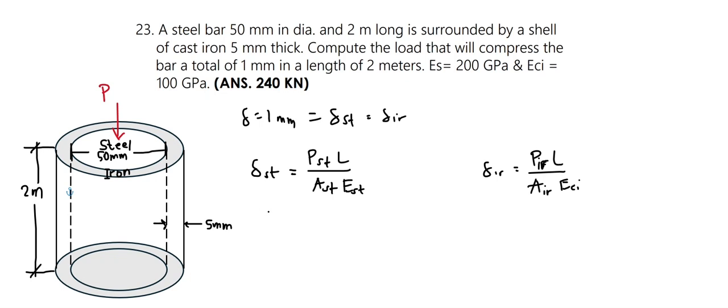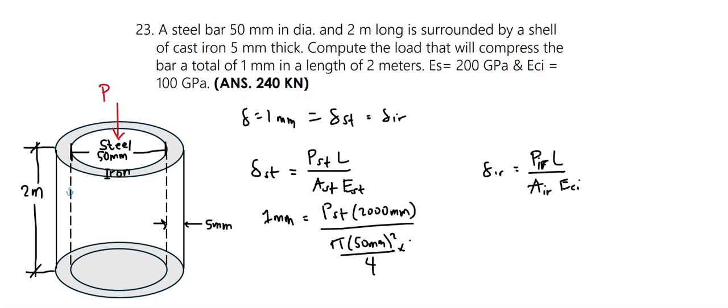So you have the deformation for steel equal to 1 millimeter, equal to the applied load times its length of 2000 millimeters, equal to 2 meters, divided by the cross-sectional area for steel, that is pi times the diameter of 50 millimeters squared divided by 4, times its modulus of elasticity equal to 200 gigapascals, or 200,000 Newton per square millimeter.